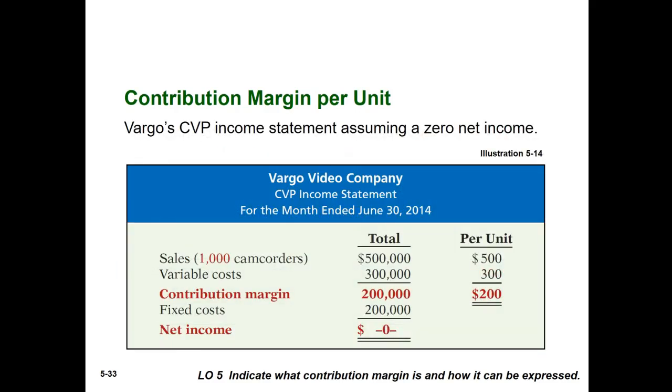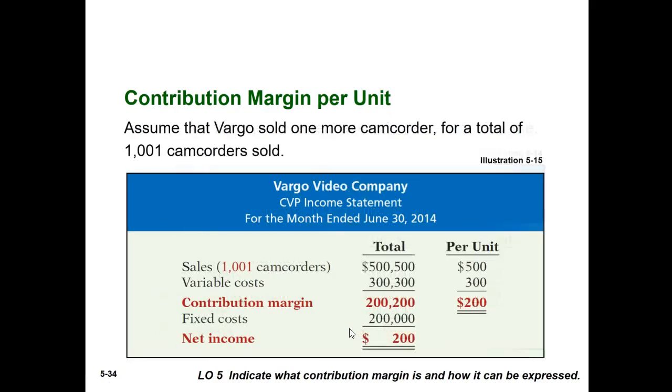And at break even, that is the number of camcorders I have to sell such that I make 200 on each unit as contribution margin, I have to cover 200,000 in fixed cost, so I need 200,000 contribution margin. Therefore, my break even is 1,000 camcorders. If I produce and sell one more, then that extra 200 becomes profit.